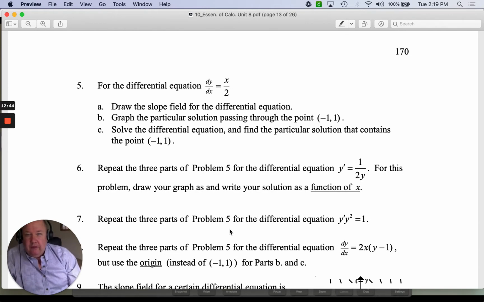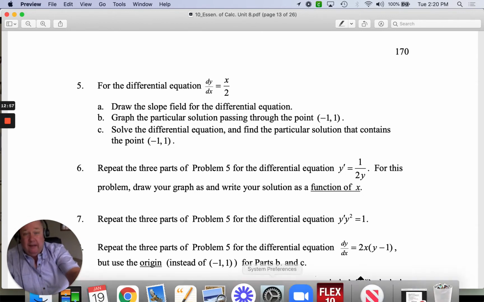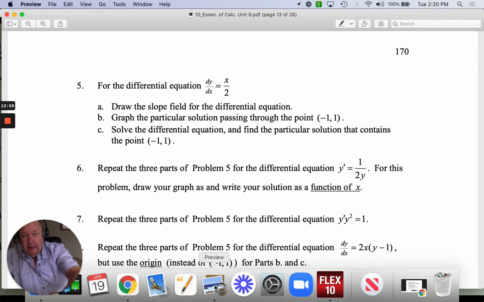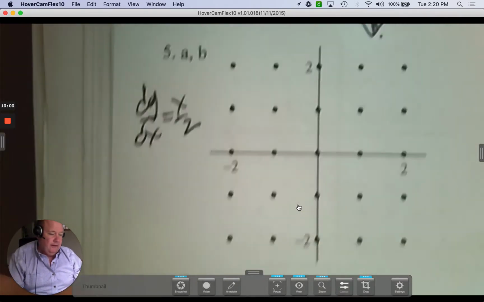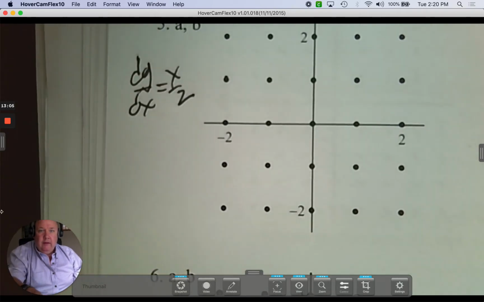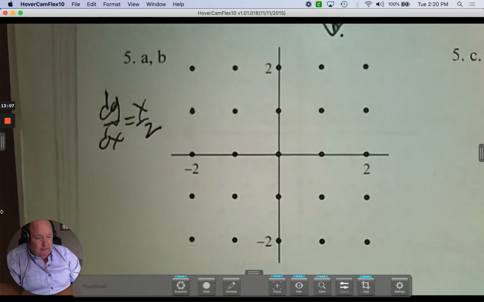So for the diffie-q, it's x divided by 2. Draw the slope field, and then graph and so on. So let's do the slope field first. Let me write that down. So dy by dx equals x divided by 2. So it's only the x coordinate, so it's going to kind of go by columns. If it's only the x coordinate, then think of them by columns going down.